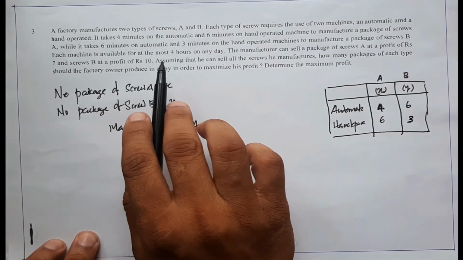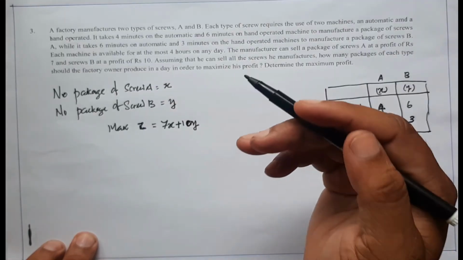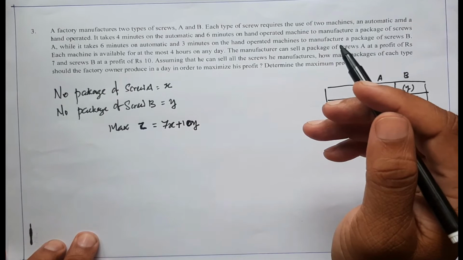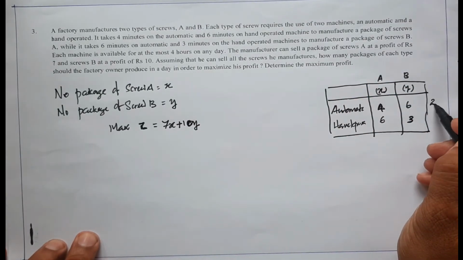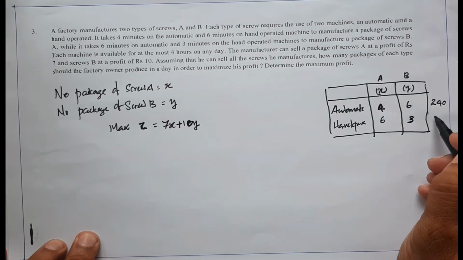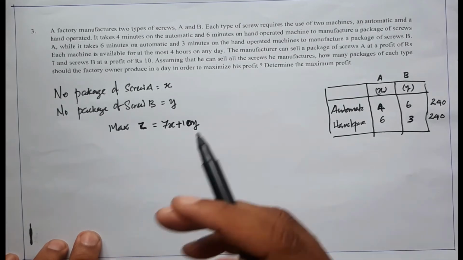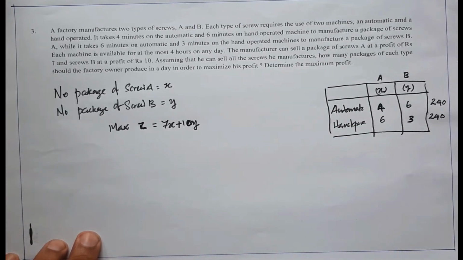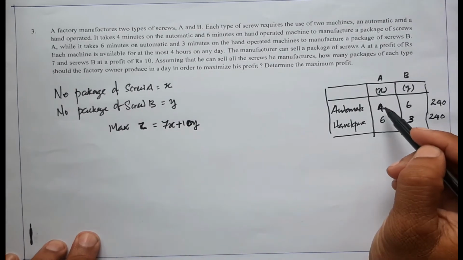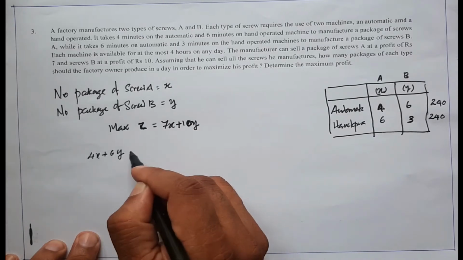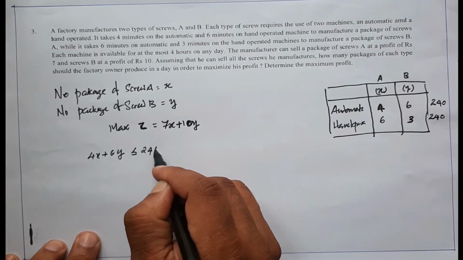Each machine is available for at most 4 hours. Here 4 hours is converted to minutes: 4 into 60 gives 240 minutes. Maximum available time is 240 minutes for each machine, automatic and hand operated. Maximum available means our inequality is less than or equal to, at most 240 minutes. Therefore our constraint is 4x plus 6y is less than or equal to the maximum available time, 240.